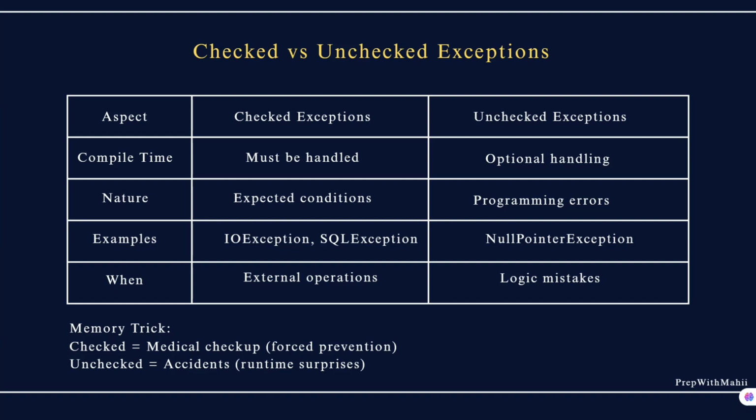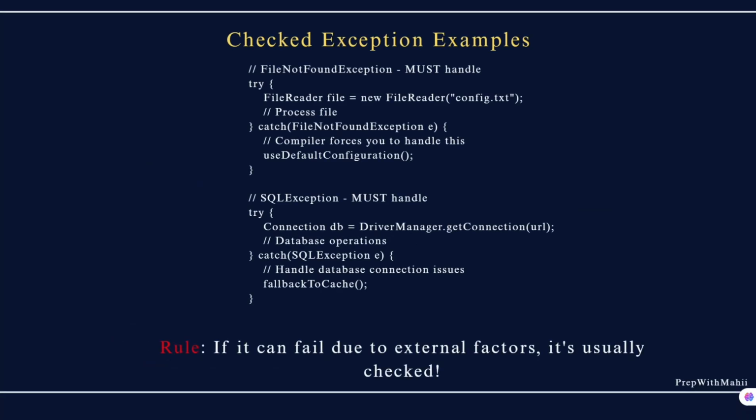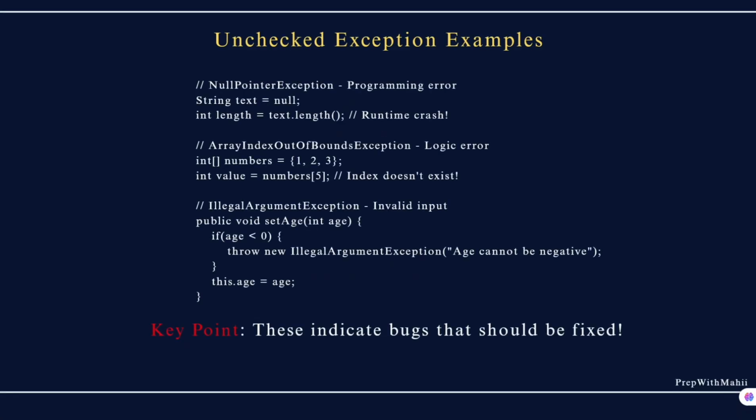Here's how I explain it. Checked exceptions are like getting a medical checkup. You are forced to deal with potential issues beforehand. And unchecked exceptions are like accidents. They happen at runtime due to programming mistakes. That is explained in the below examples. You can check it out. Mention that checked exceptions force better error handling design, while unchecked exceptions usually indicate bugs that should be fixed.